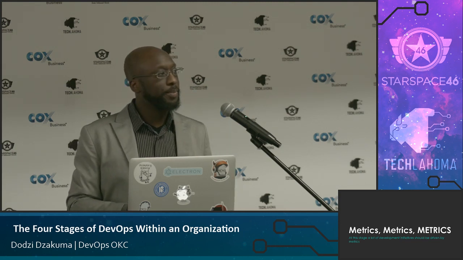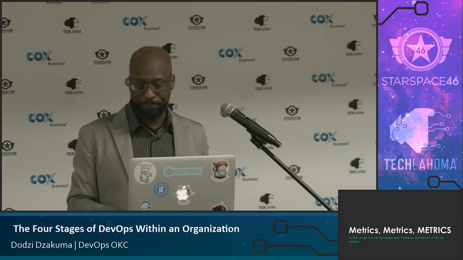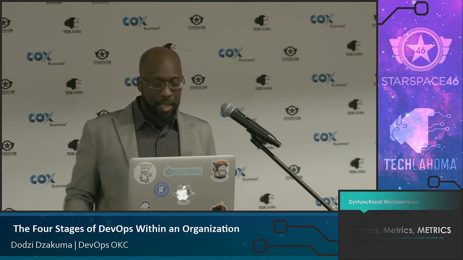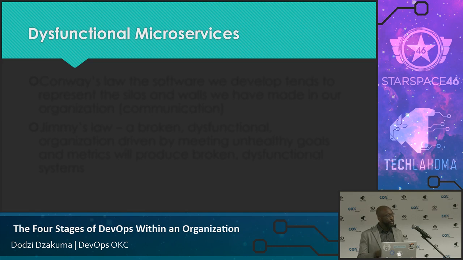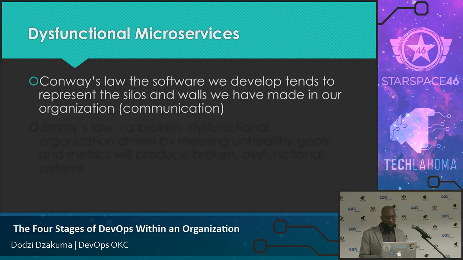You have metrics about stability. You know how stable your product is. Now, I talked about dysfunctional microservices a little bit, and this follows Conway's law. Conway's law goes, basically, the software that you create will be a reflection of the organization. So if your software is tied together but has all of these weird connections all across, it's probably because your organization is that way.